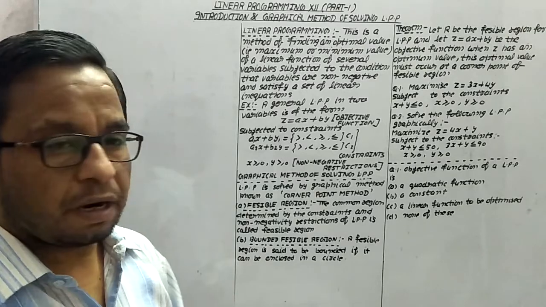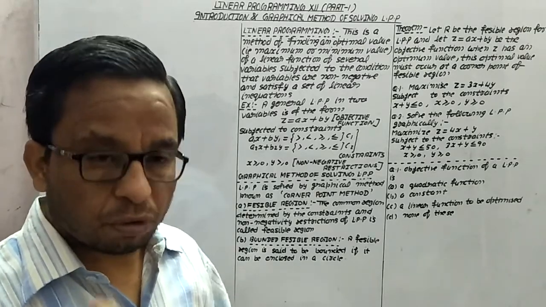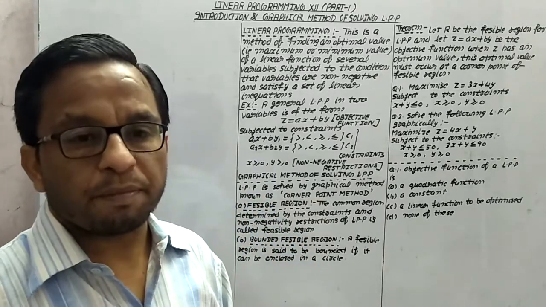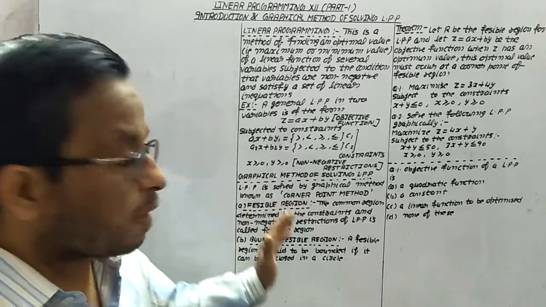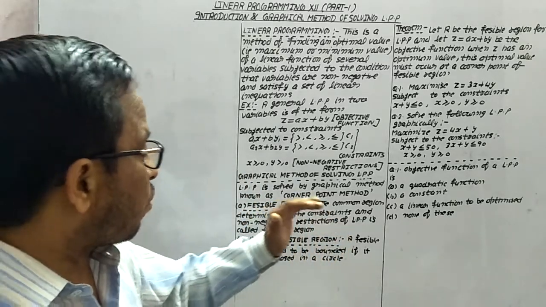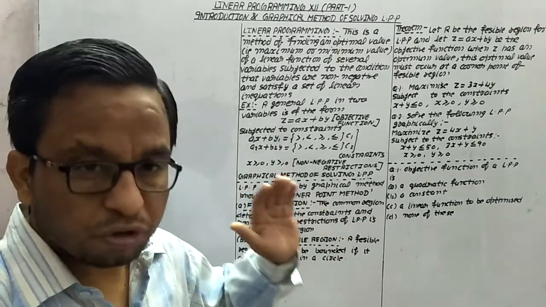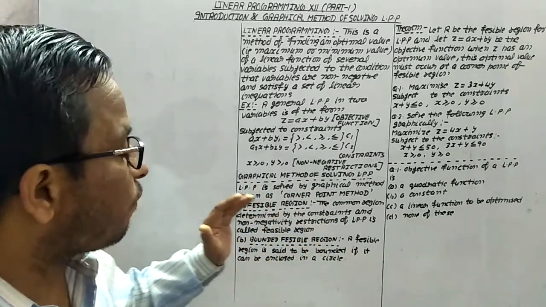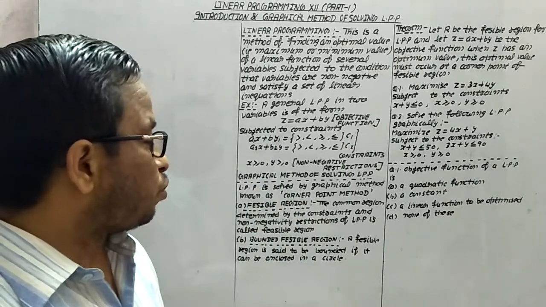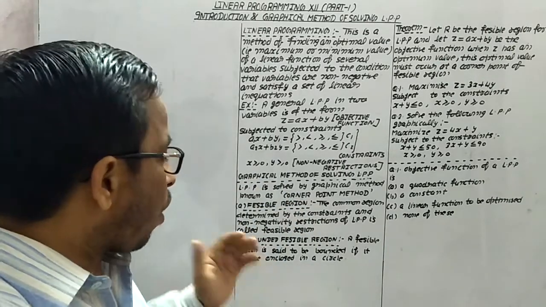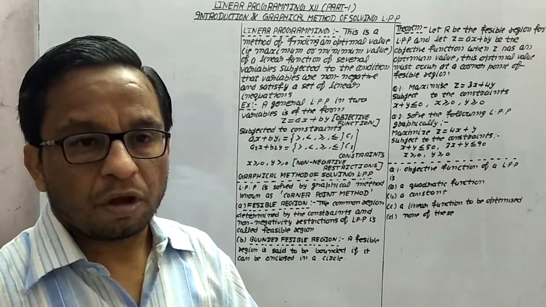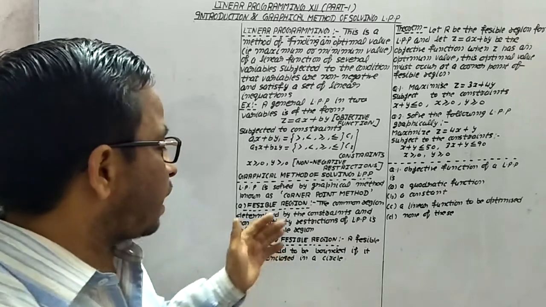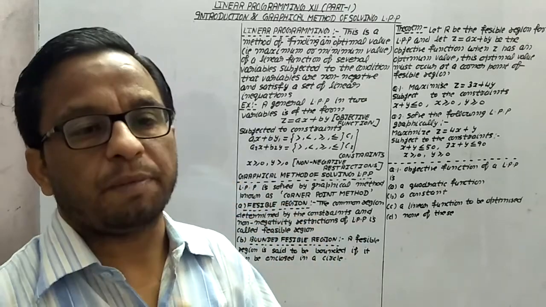This corner point method I'll discuss in the solution of the question only, but there are two terms which are most important. One is feasible region. Feasible region means the common region determined by the constraints and non-negative restrictions of LPP is called the feasible region. It means the common region that comes from the solution of the constraints and the non-negative restrictions is known as the feasible region for LPP.